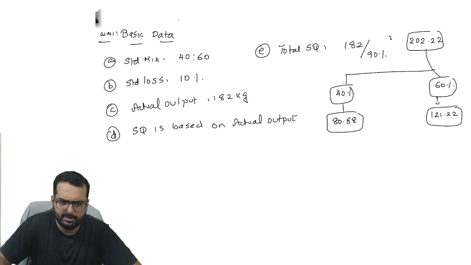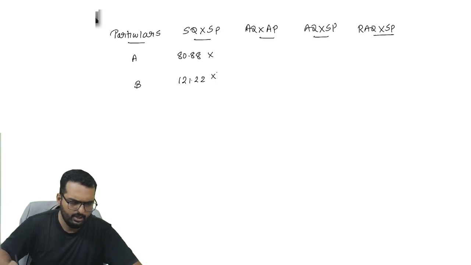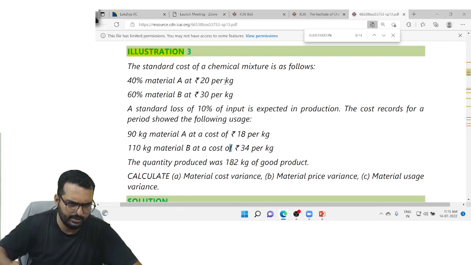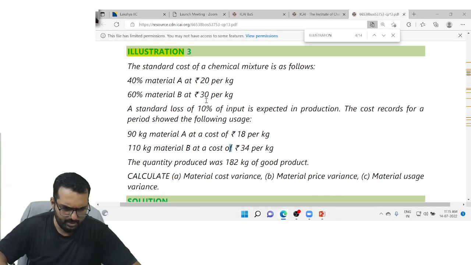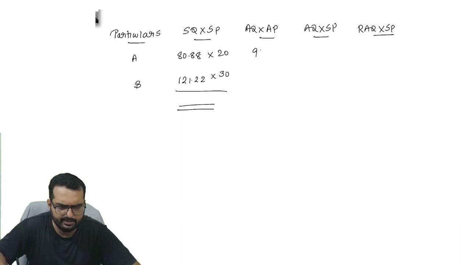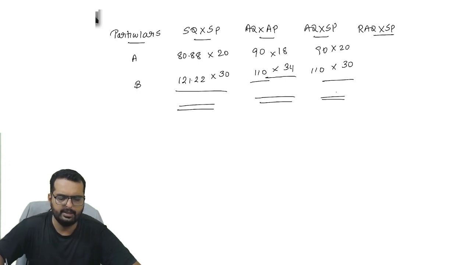So you will get the number as 80.88 and the other one is what? 121.22. Okay, so you get the price as 20 and the other one will be 30. Down you have 90 and 110. 90, 110 and the price is said to be 1834. All right. So here it will be 90, 110 and the SP will be 20, 30.